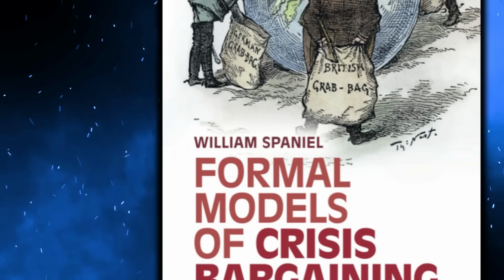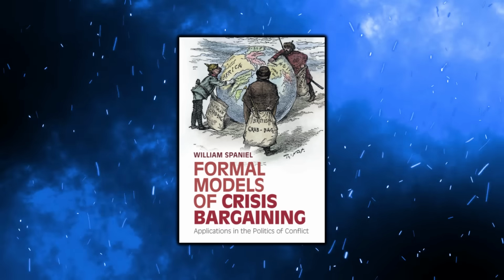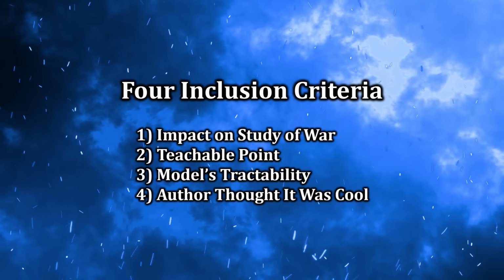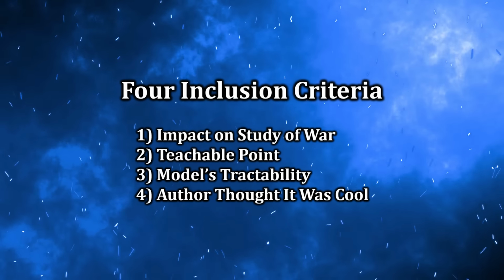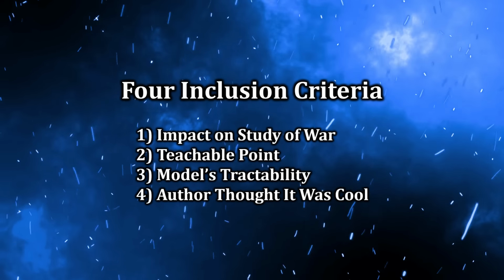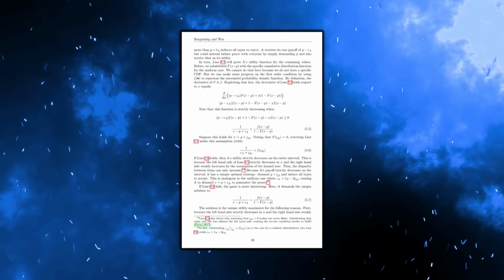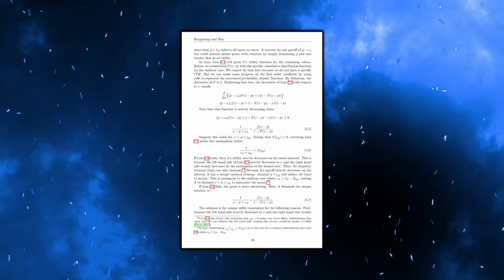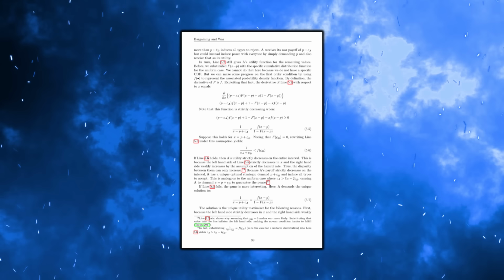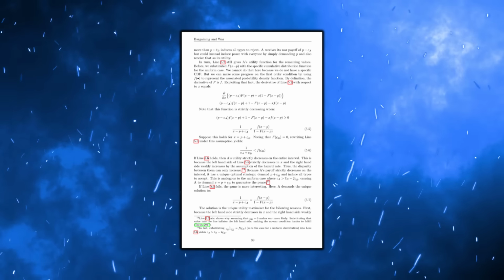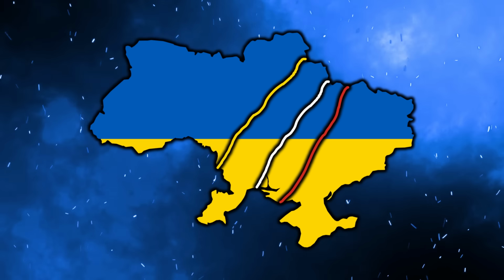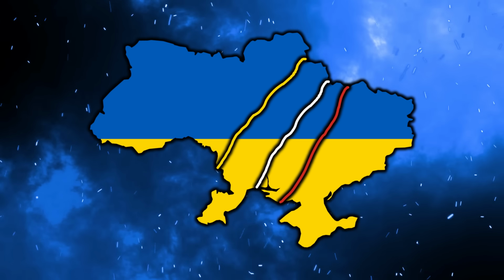Now, if we can trust the author, 4 factors made a particular model worthy of the textbook treatment: impact on the study of war, whether it makes a teachable point, the model's tractability, and whether the idiot who wrote it thought it was cool. For the sake of everyone's sanity, I will not be covering any of the technique used to solve these models. Rather, each section of today's video will introduce each model's modification from the standard model and any interesting conclusions that are drawn from them. So, let's get to it.